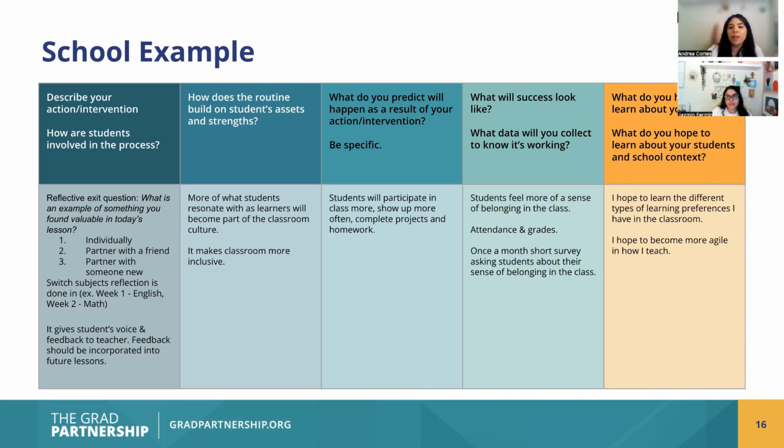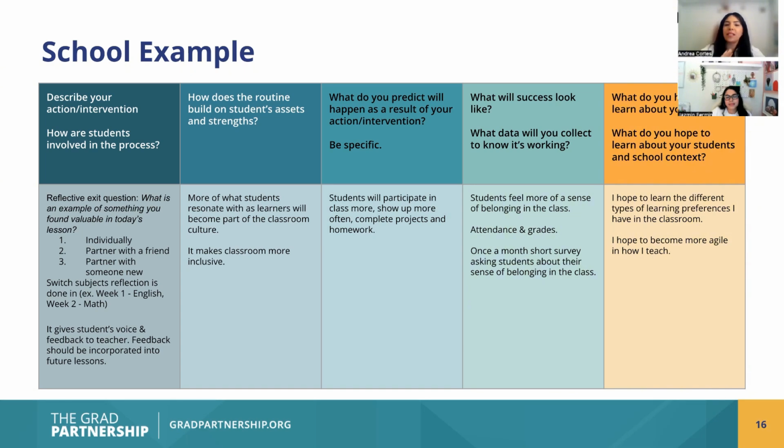When they did that, they were thinking it's going to make our classrooms more inclusive of these individual students that we have in this group. Then we had teachers engage in some predictions. What do you think is going to happen as a result of your action, your intervention? And this group of teachers thought that students would participate more in class, that they would be showing up to class more often and on time, and they would complete projects and homework more regularly.